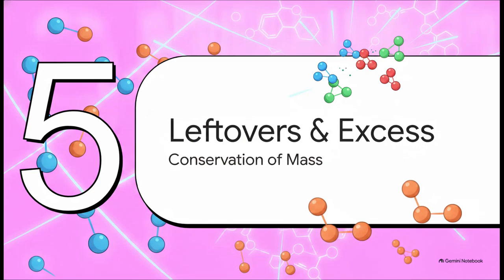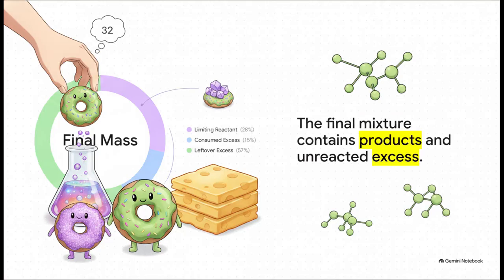Which brings us to Section 5, leftovers and excess reactants, the conservation of mass. So we know our limiting reactant hits 0, but what actually happens to all those extra atoms from the excess reactant? The ones that didn't get to participate? Well, because atoms can't just be created or destroyed, a little rule known as the conservation of mass, your final beaker will always contain a mixture. Your reaction system breaks down into the final product you created, plus that chunk of unreacted leftover excess reactant, the 32 slices of cheese. It doesn't just magically vanish, it literally just sits there, chemically unchanged.